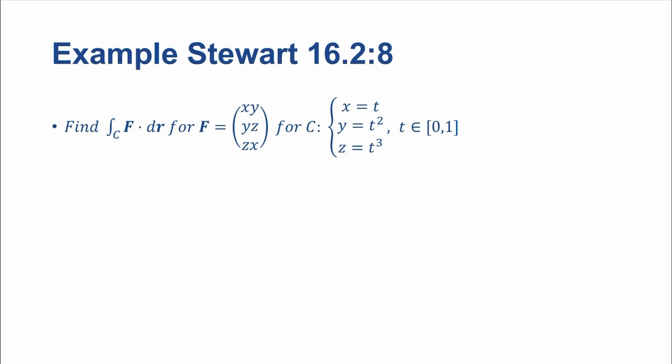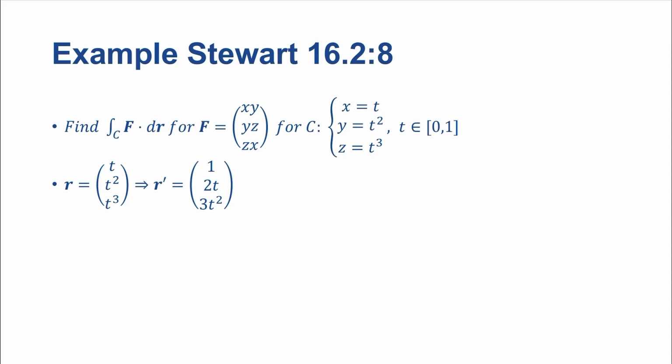For the curve C, x equals t, y equals t squared, z equals t cubed for t between 0 and 1. I'm giving you the parameterization. I'm feeling nice today. Let's try modeling this and finding the line integral. So what we can deduce from here is we can form a vector function from this series of parametric equations.